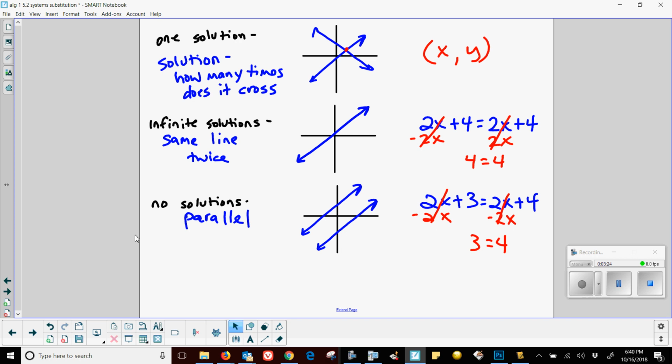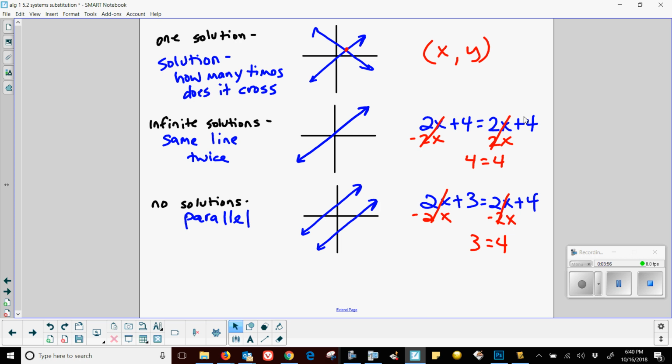And then lastly, this is just saying if you're actually looking at the graphs, just a quick reminder, if they cross once, it's one solution. If it's the same line, see how I did that? Sitting on top of each other. This is infinite solutions. These two lines touch at every single little microdecimal point that there possibly could be. Parallel lines never touch and therefore have no solutions, because remember, a solution is how many times does it cross or where does it cross.